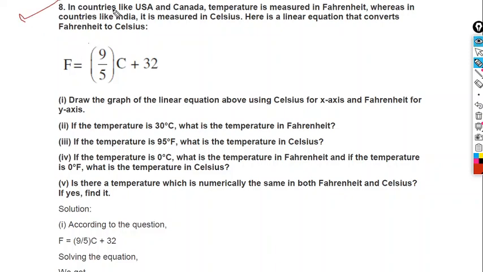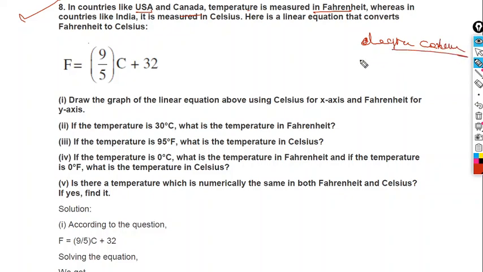In countries like USA and Canada, temperature is measured in Fahrenheit. I think you have heard about Fahrenheit. Normally in India we measure our temperature in degrees Celsius.